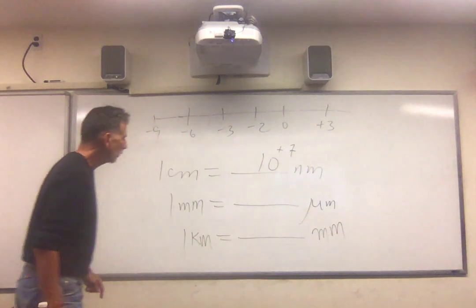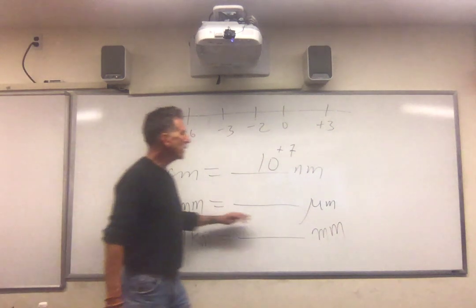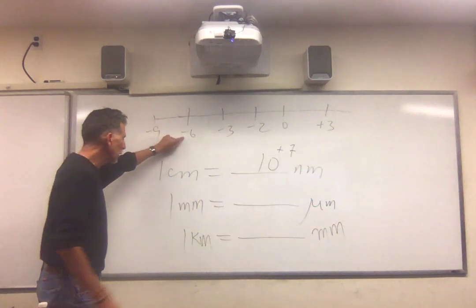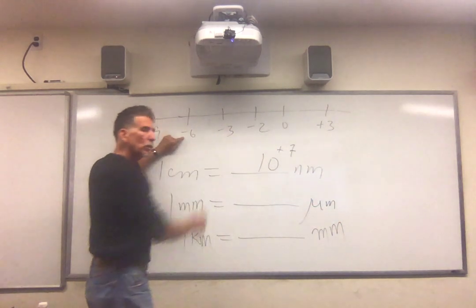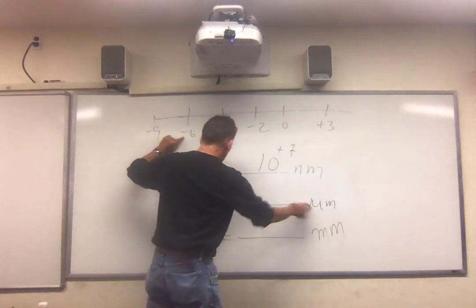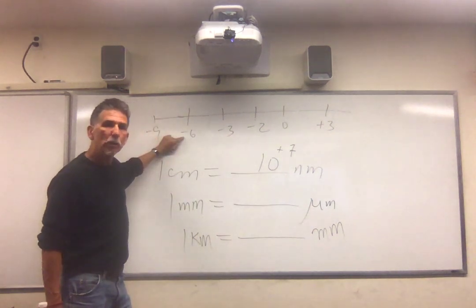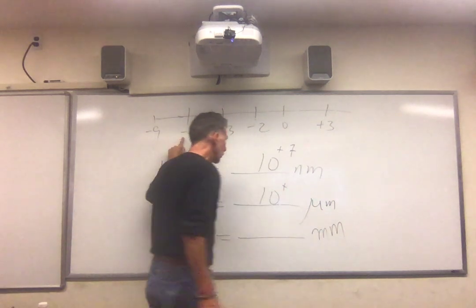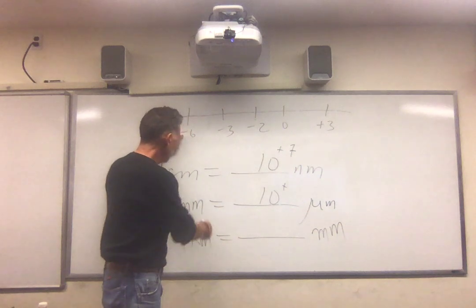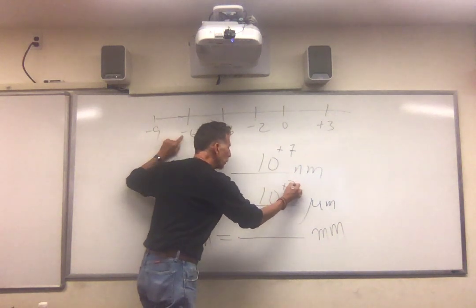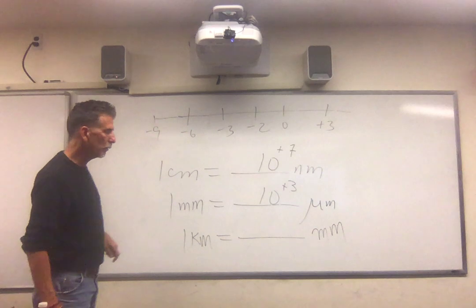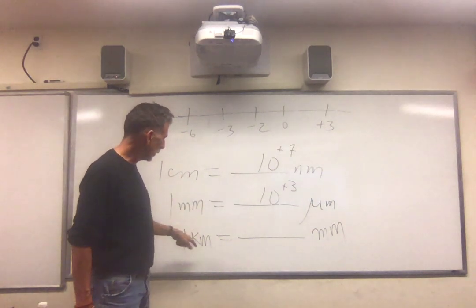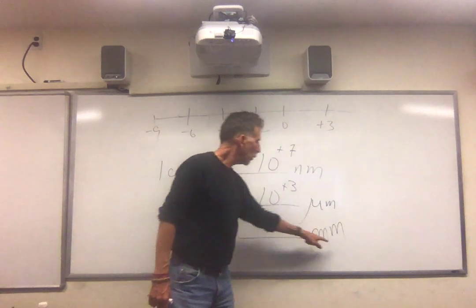Not bad. Next one. 1 millimeter is how many micrometers? A micrometer is 10 to the minus 6. A millimeter is 10 to the minus 3. Micrometer is smaller than millimeter. So smaller means what? Positive. Remember, smaller is positive. Micrometer minus 6, millimeter minus 3, it's just 3 steps between negative 6 and negative 3.